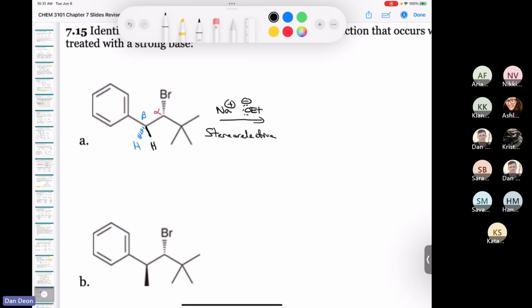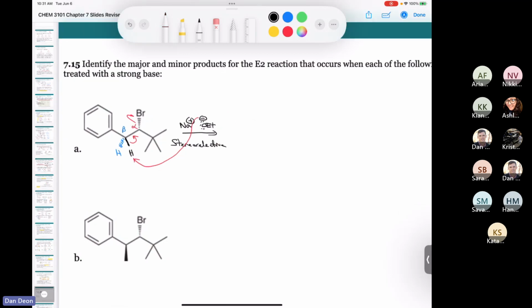If it's stereoselective, you don't have to do any of that Newman projection stuff. Forget it. All you're going to do is draw the E and the Z, and then see whichever one is less sterically hindered. That should be the major product. If you want to draw a mechanism, knock yourself out. If you don't, that's fine too. But I'm going to do it here. So let's just practice our E2 mechanism.